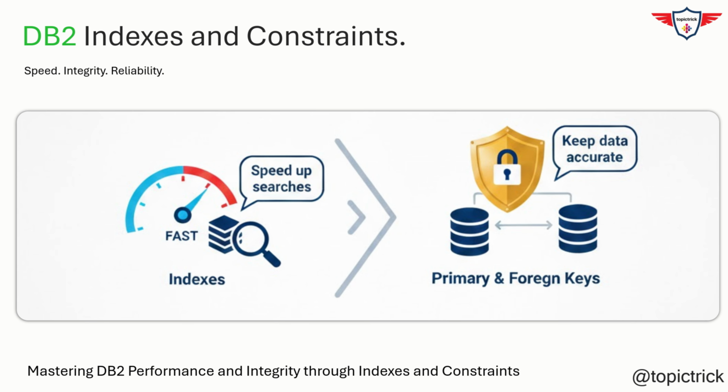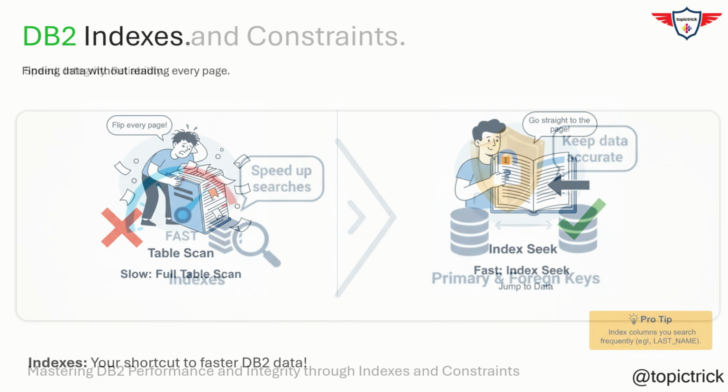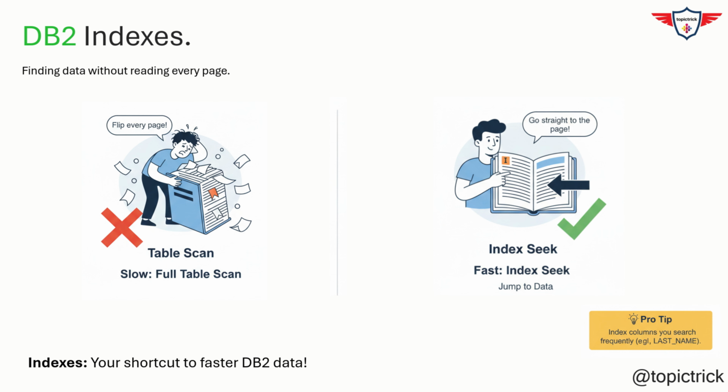So, let's get started. First, let's talk about indexes. Think of a DB2 index like the index at the back of a massive textbook. Without it, if you wanted to find information on indexing, you would have to flip through every single page. That's what we call a table scan. With an index, you go straight to the letter I, find the page number, and jump right there. In DB2, an index is a separate physical structure that points to the data in your table.